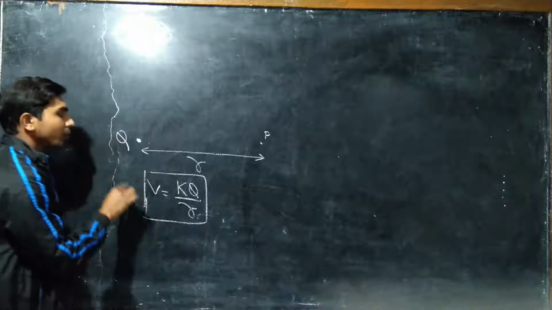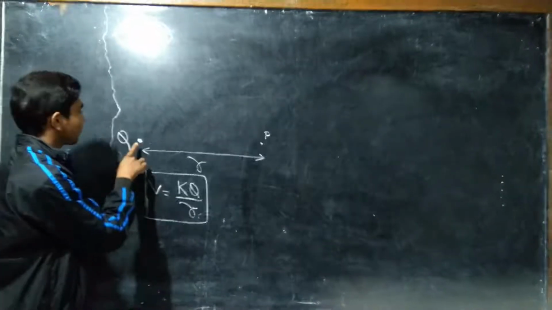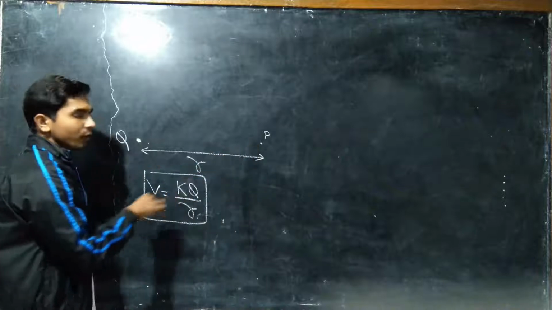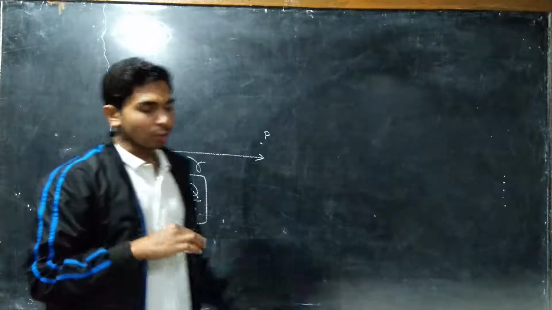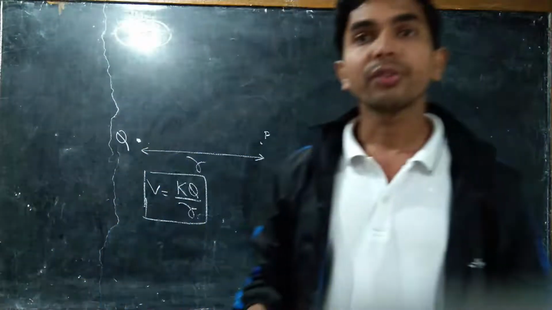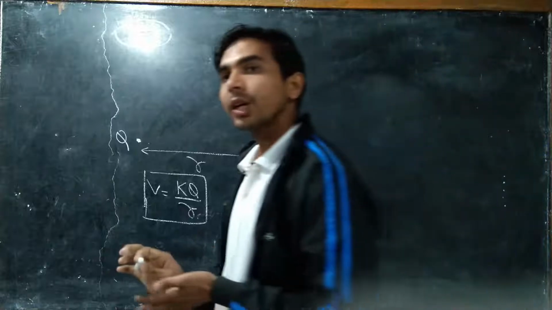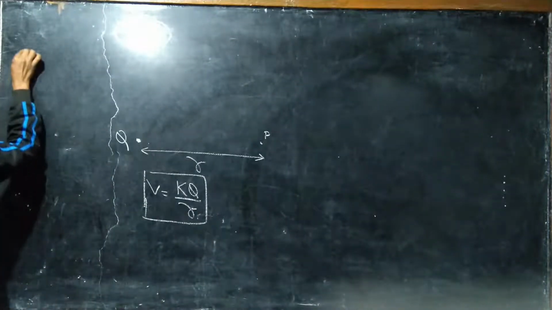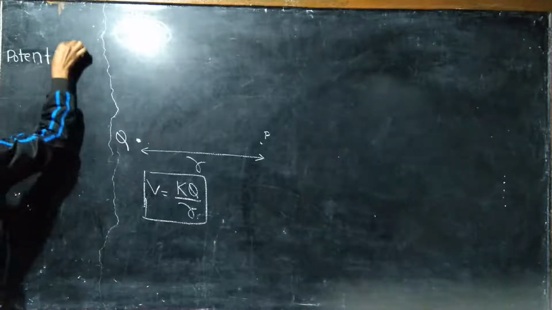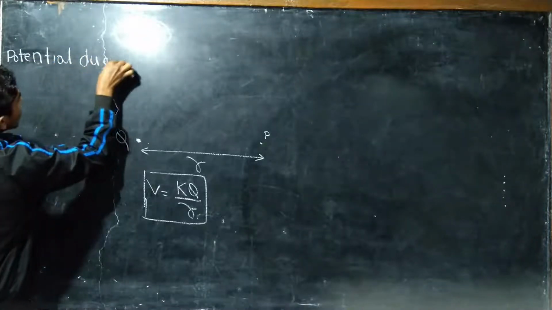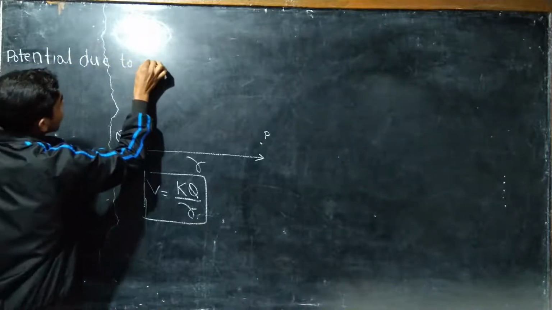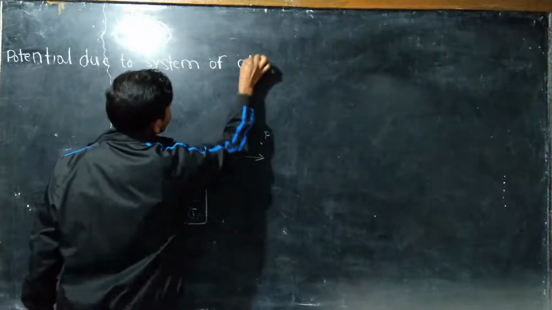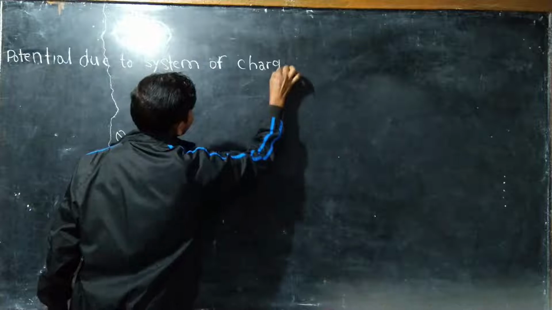So this is due to one charge. If one charge is present, then the potential due to that charge at some point will be kq by r. But today I am going to discuss potential due to a system of charge. System of charge means many charges present. Potential due to system of charge.